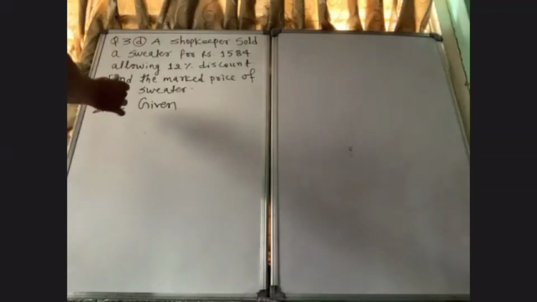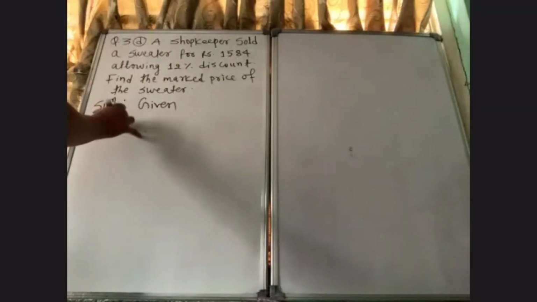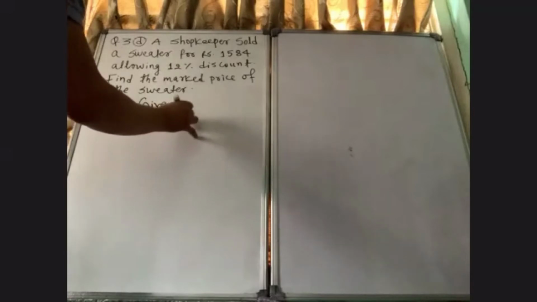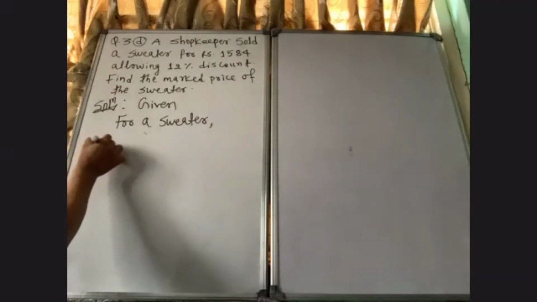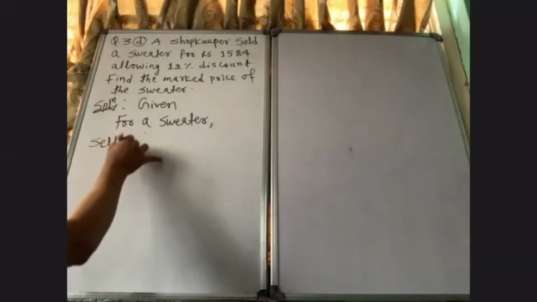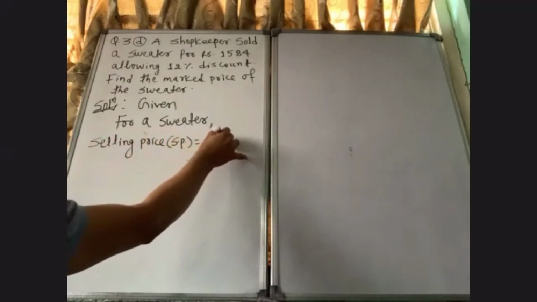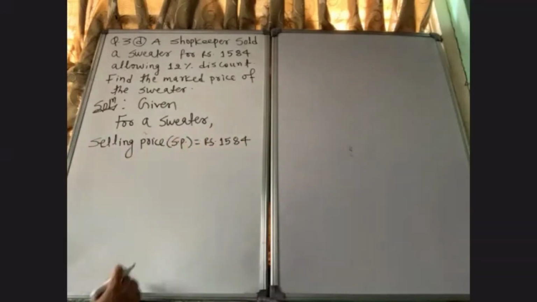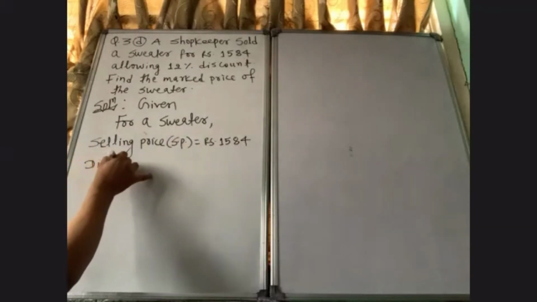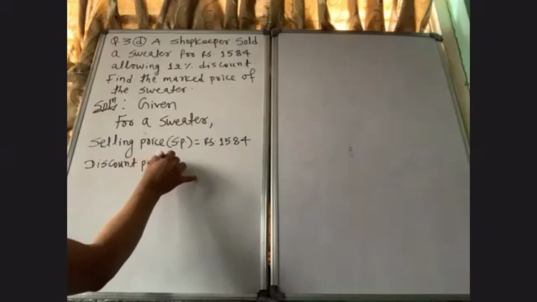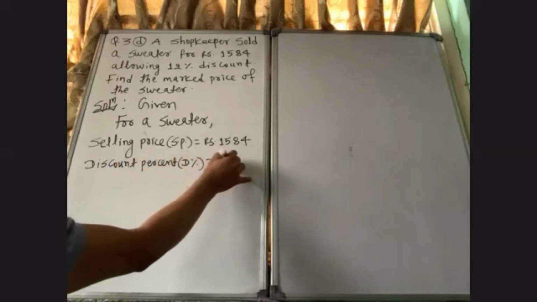Okay, so what is given here? For a sweater, selling price is given here. So just write here, selling price, that is SP. Selling price SP is equal to ₹1584. Then discount percent, that is D percent, is equal to 12%.